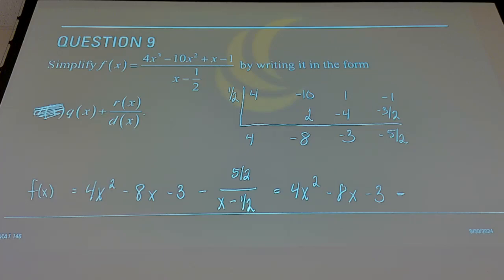Oh, absolutely not. We never use decimal form unless we're asked to. But that would still leave you with the same problem. 2.5 over x minus 0.5 is still complex.